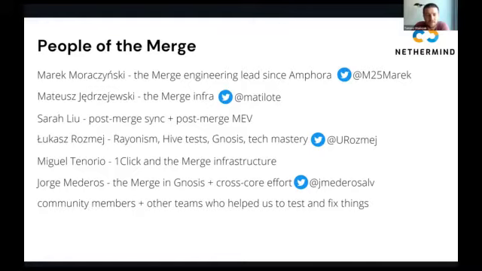So how we synchronize the clients equally effectively and safely after the merge happens. Then Łukasz Ozmej was leading a lot of development at Nethermind for a long time already before the merge. And during the merge first, he really kickstarted everything with his push to Rayonism, the first implementation, the first plugins for the merge, something that he was presenting all the way back in 2021.